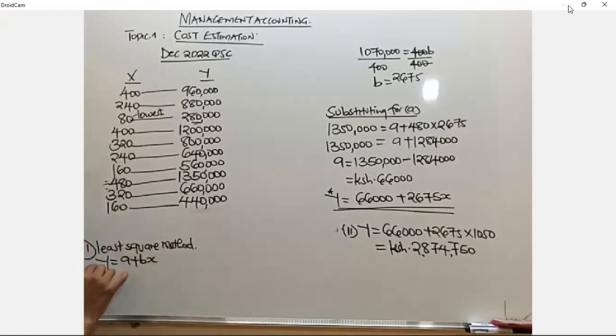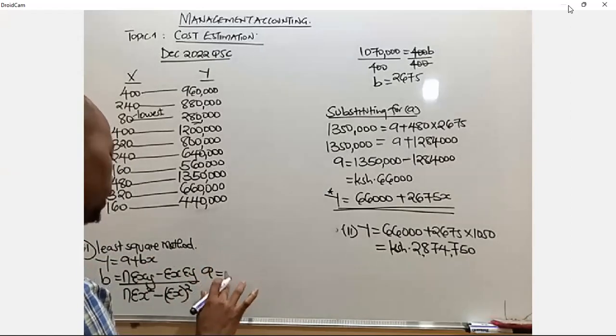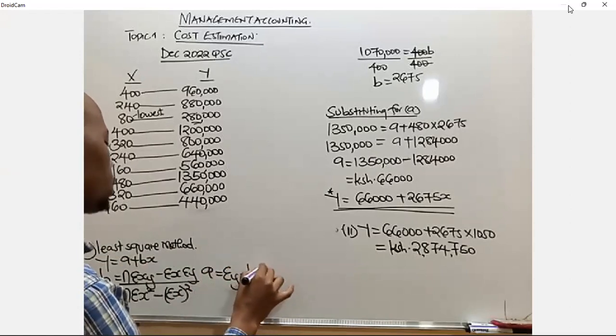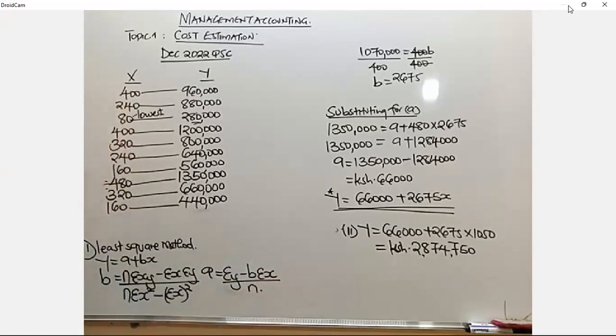To get my b, I need to take n, the summation of xy, minus the summation of x, summation of y. We divide it by n, the summation of x squared, minus the summation of x in brackets squared. Then to get a, it should be equal to the summation of y minus b, the summation of x, and you divide it by n.